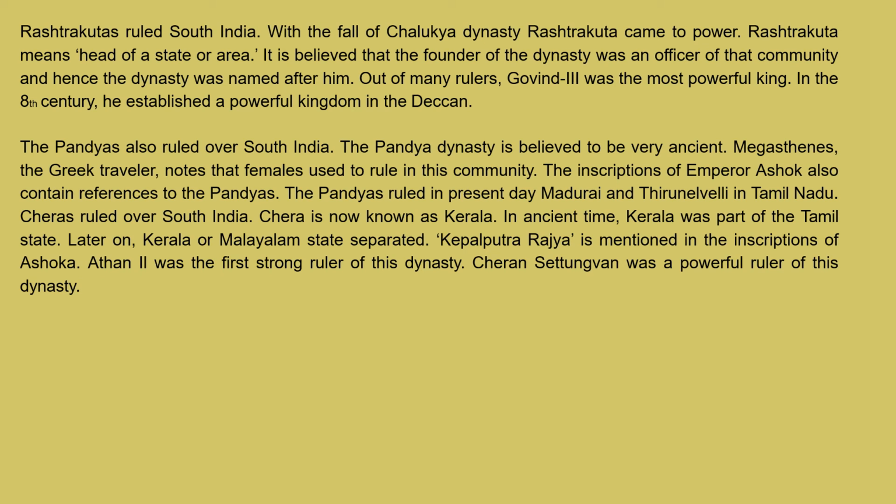Cheras ruled over South India. Chera is now known as Kerala. In ancient times, Kerala was a part of the Tamil state. Later on, Kerala or the Malayalam state separated. Keralaputra Rajya is mentioned in the inscriptions of Ashoka. Athan was the first strong ruler of this dynasty. Cheran Shenguttuvan was a powerful ruler of this dynasty.